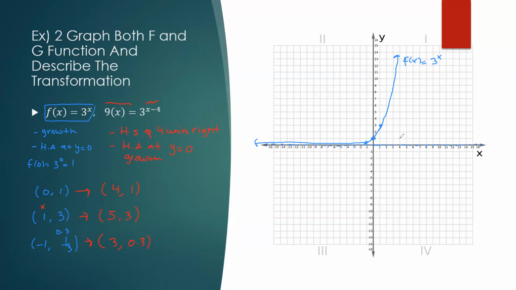And then plot it. 4, 1 is right here. 5, 3 is right there. 3 comma 0.3 would be right about there. And still have an asymptote at y equals 0, so it's still a dashed line like that. Connect the dots. And there's your graph.